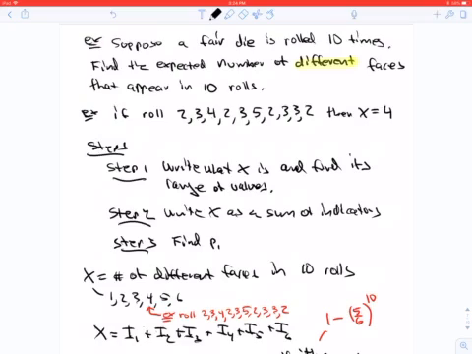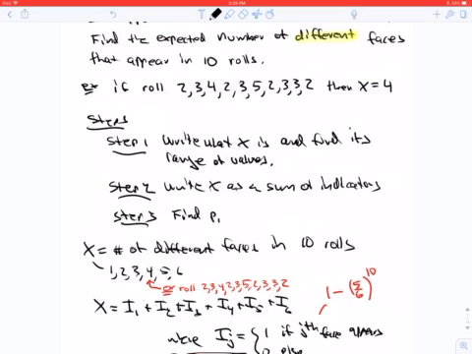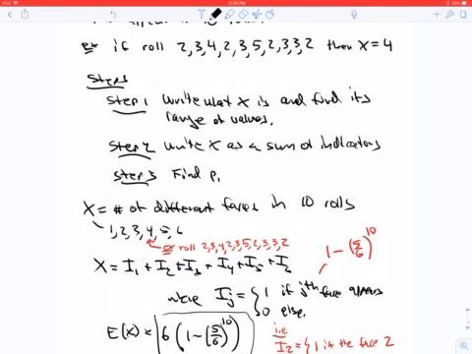So let's take a look at an example. Suppose a fair die is rolled 10 times. Find the expected number of different faces that appear in 10 rolls. So for example, if your 10 rolls results in a 2, 3, 4, 2, 3, 5, 2, 3, 3, 2, we have x equals 4 different faces, namely 2, 3, 4, and 5. So the steps in answering the question are to write what x is and find its range of values, write x as a sum of indicators, and then find the probability that an indicator is 1.